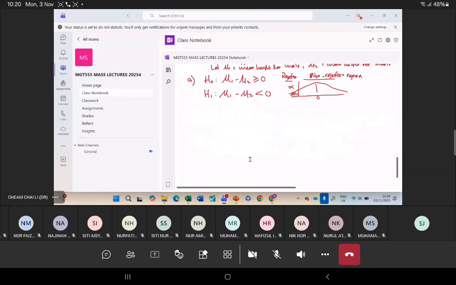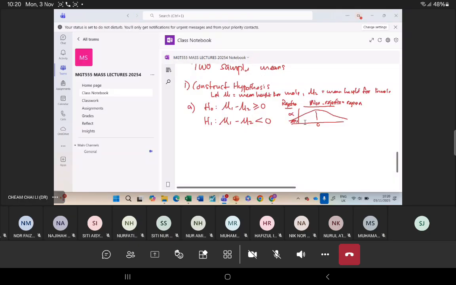Okay, so this is the first one. Yeah, you see, now you want to compare means. Mu1 is the mean height for male, and then mu2 is the mean height for female. So kita nak check sama ada mean height untuk lelaki lebih kecil daripada mean height for female. So you can use this situation, right?